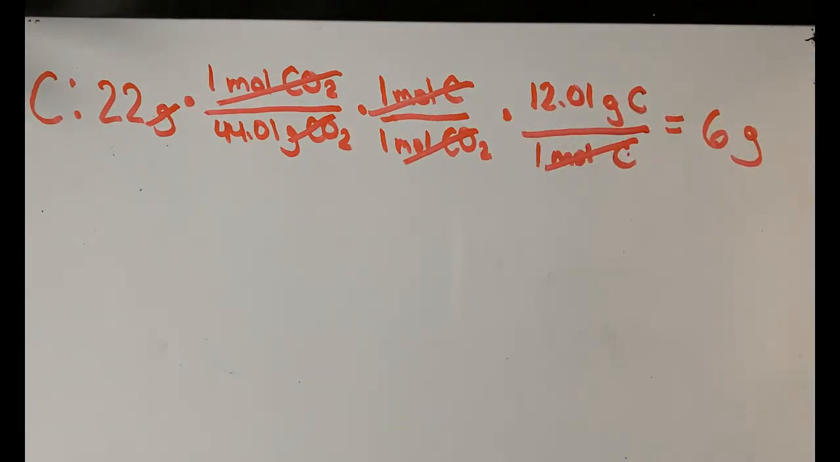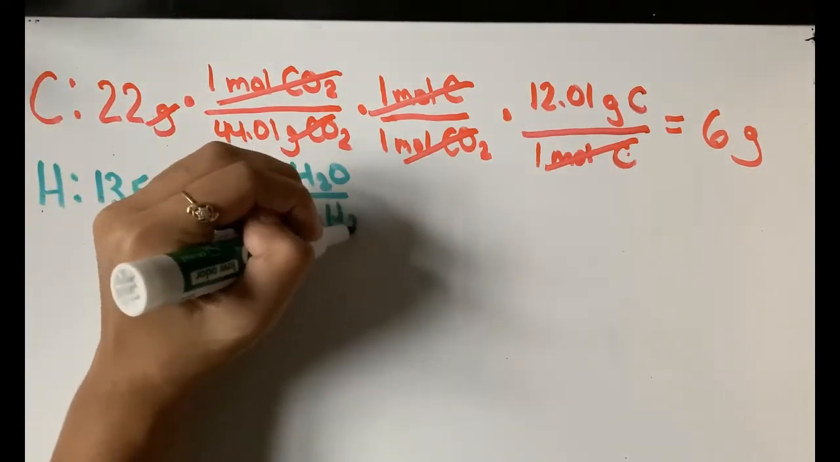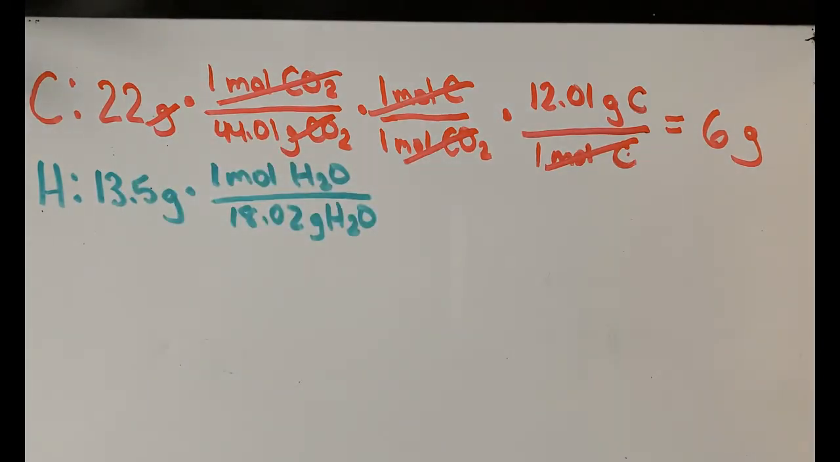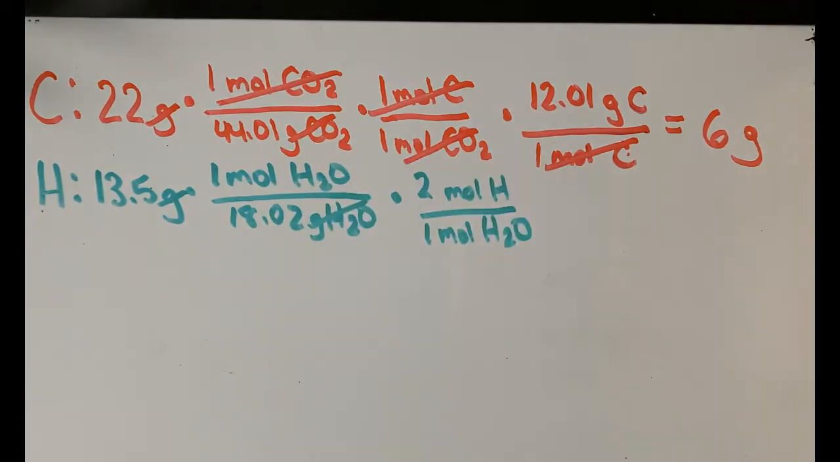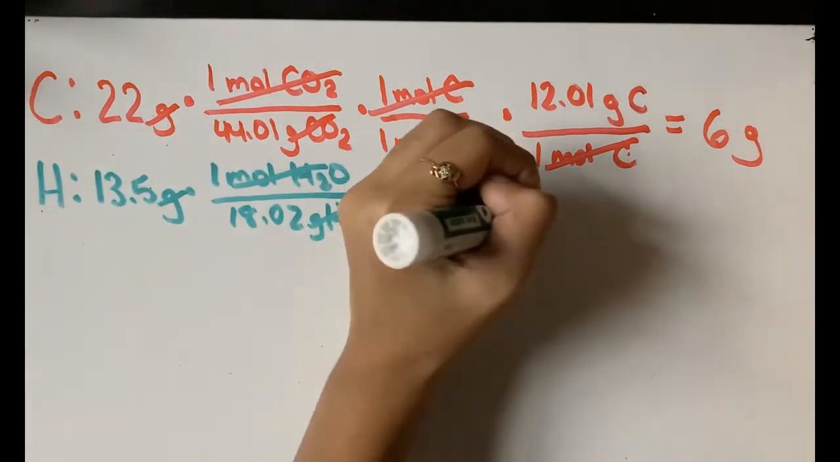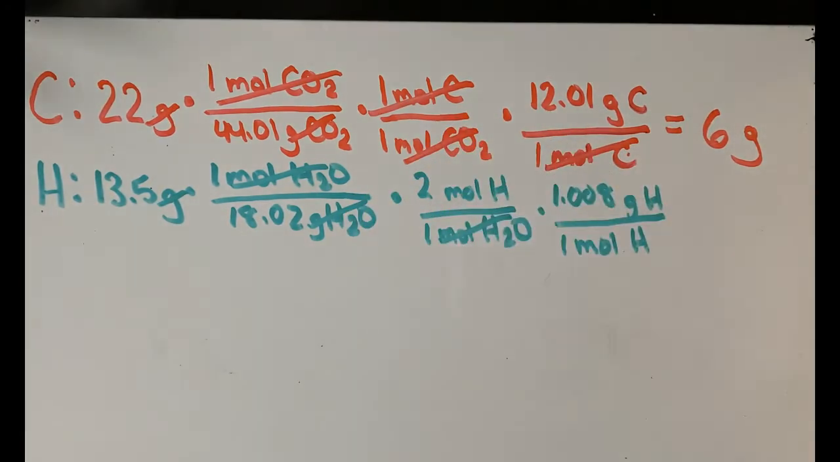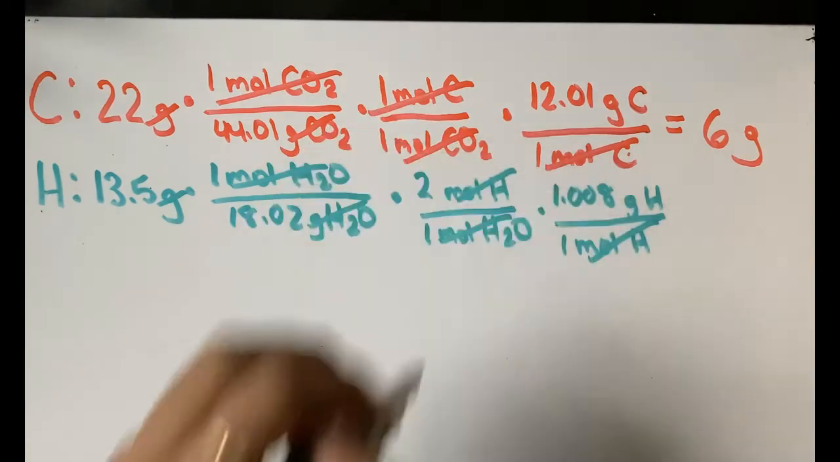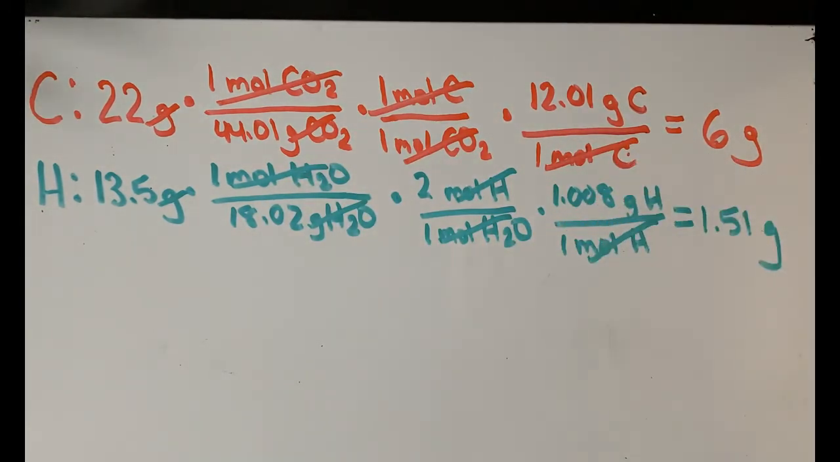Then we do the same with hydrogen and H2O. The H2O is 13.5 grams. We multiply that by 1 mole of H2O over its mass, 18.02 grams. Then we multiply it by 2 moles of hydrogen for every mole of H2O, since it's H2, not just H. And finally, we multiply it by hydrogen's molar mass, which is 1.008 grams per 1 mole. This is approximately 1.51 grams of hydrogen.